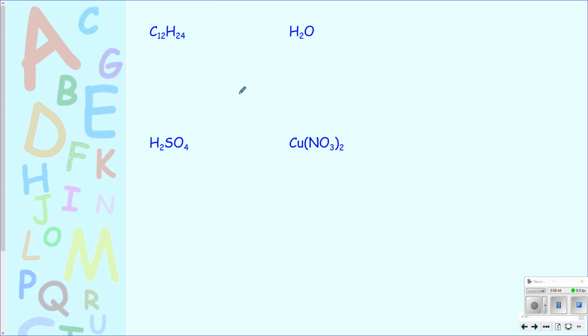So let's take a look at a couple of examples of molecular formulas. So in this case, this is a molecular formula here. And I'm asking you to reduce it to your empirical formula. So just ask yourself, what number can I reduce the 12 and the 24 by? Well, I can reduce it by 12. And then my formula then would be CH12.